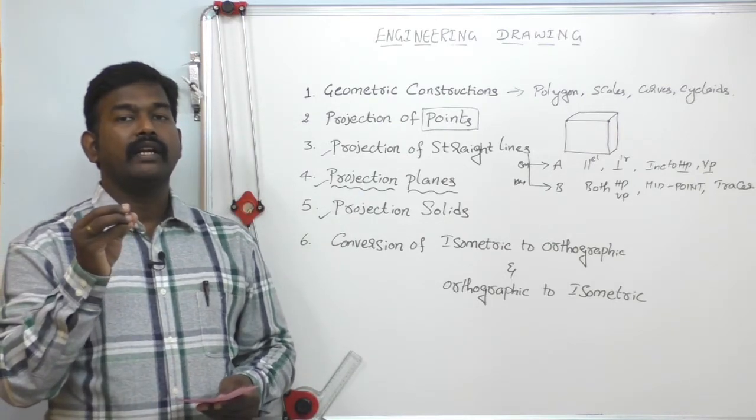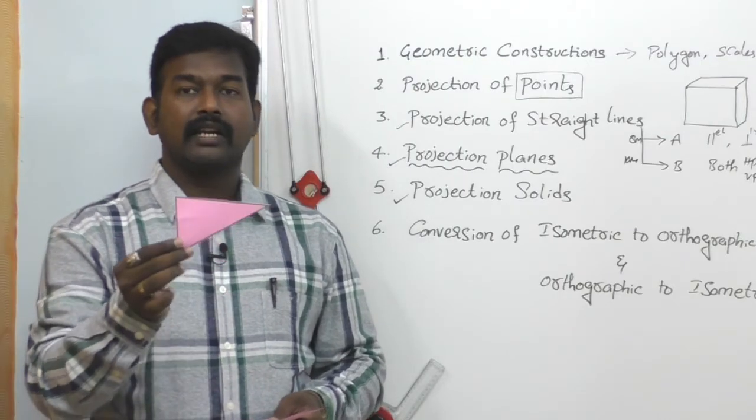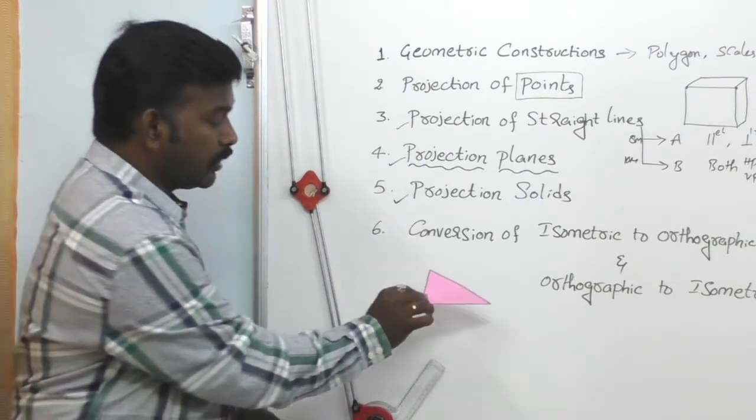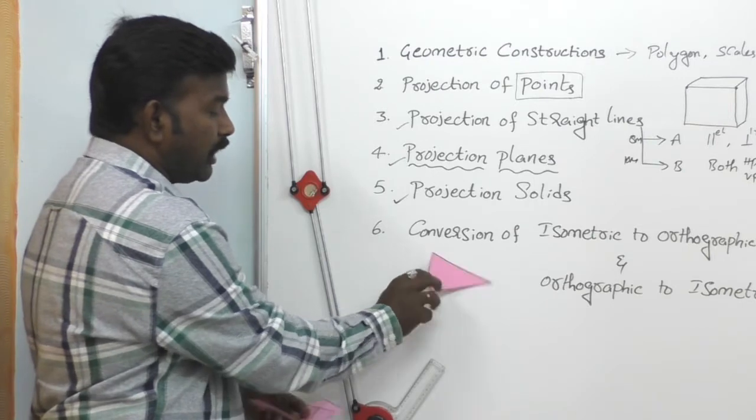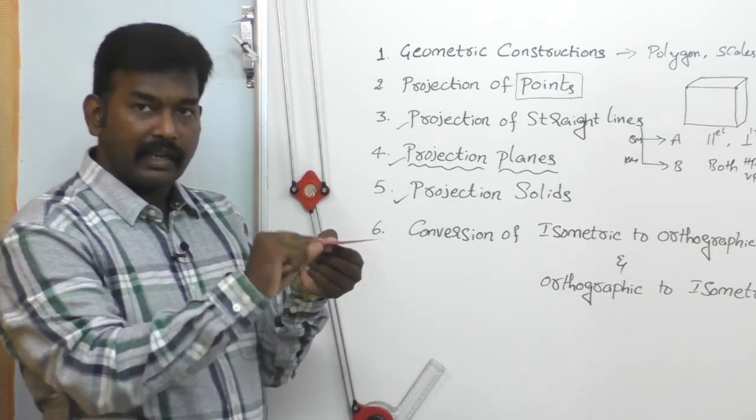First of all, what is meant by a plane? Here, this is a triangular plane. It has some thickness, but that is negligible.